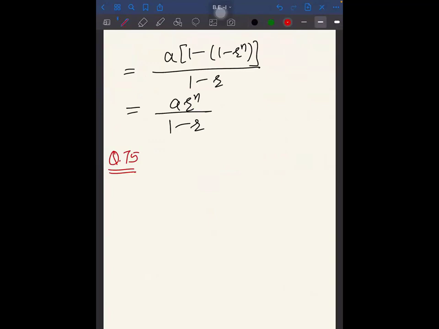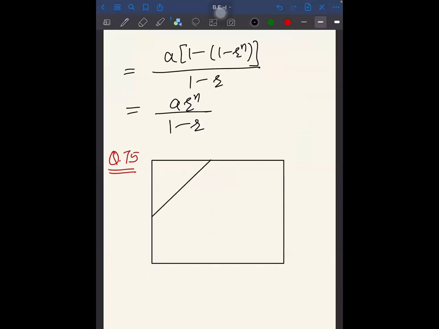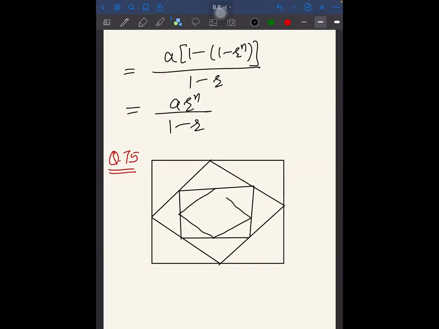So it is your question number 75. It says that we have a figure. Okay, we have a figure in this way. Okay, so it's a square. Okay, and we make another square into that. So now again you join the midpoint of the internal square and you will get another square. Okay, so you again join the midpoint and that's it. You made another square. Okay, so say that you keep doing this infinitely many times, right?